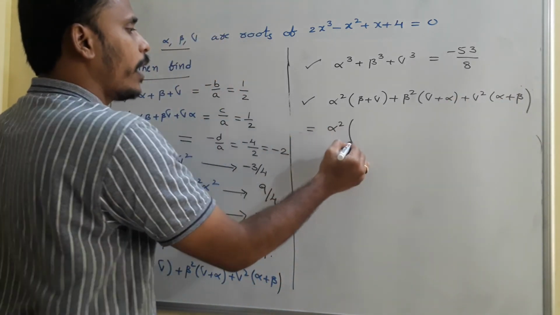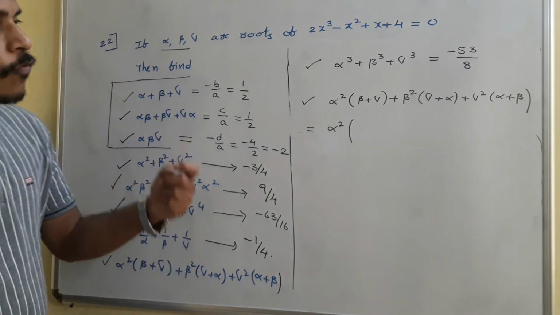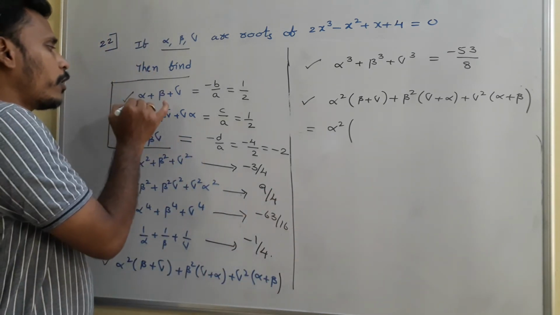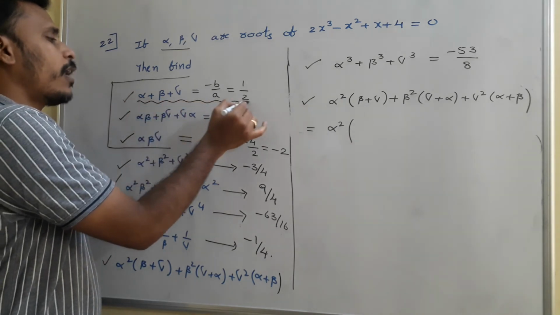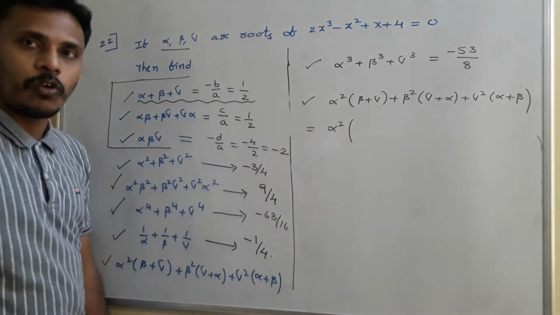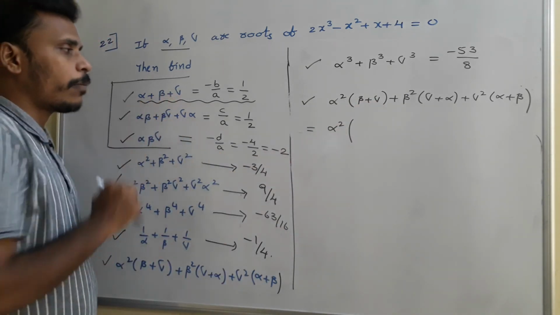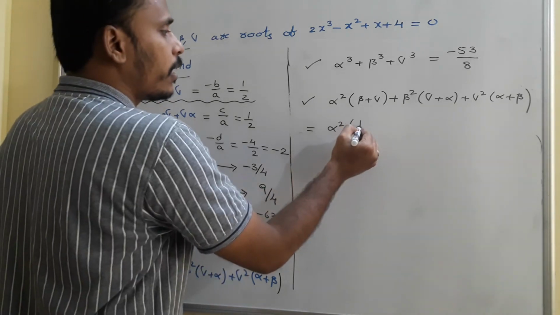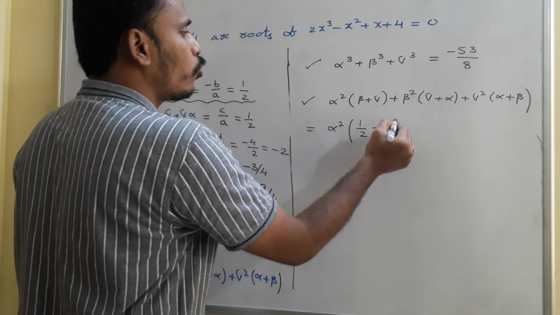So alpha square into, instead of finding directly I just use some logic. So just think about this particular one. Alpha plus beta plus gamma is equal to 1 by 2. Here beta plus gamma is involved. So what is this beta plus gamma? 1 by 2 minus alpha. I just replace this beta plus gamma with 1 by 2 minus alpha.